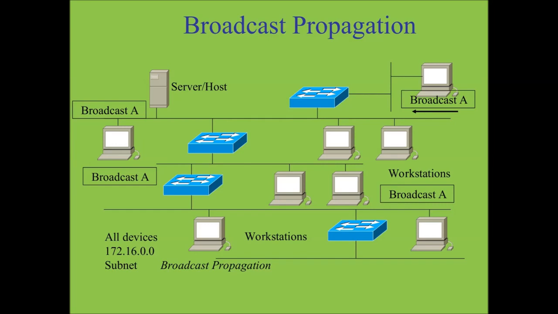So all devices over here fall in the 172.16.0.0 subnet. All these devices contain IP addresses, and this falls in class B of the IP addressing scheme. So whenever we send a message to all devices, this concept is called broadcasting or broadcast propagation.